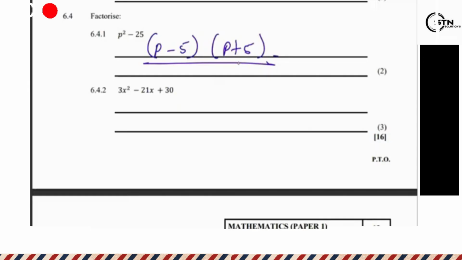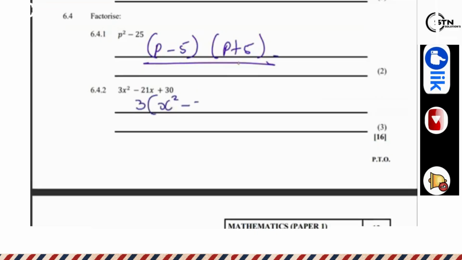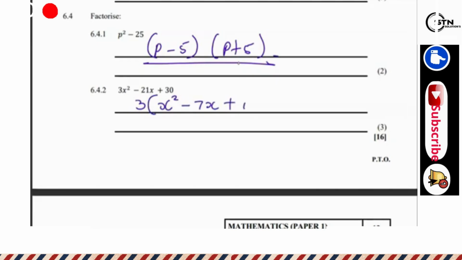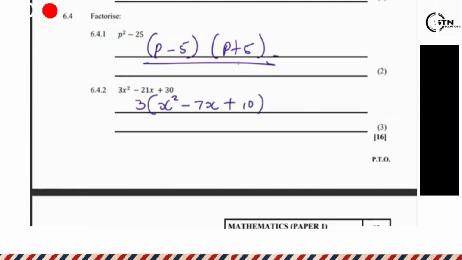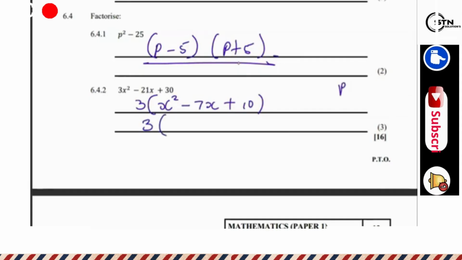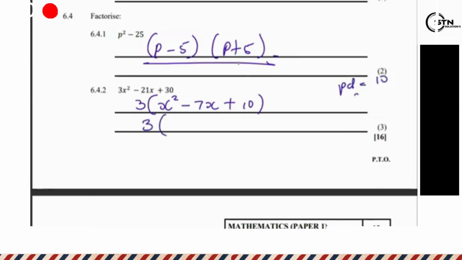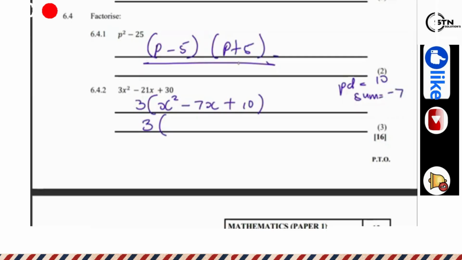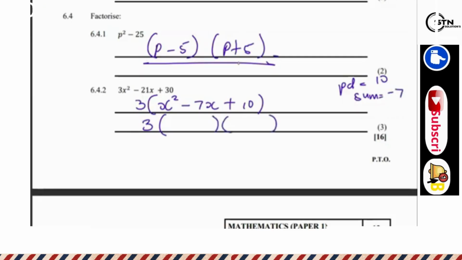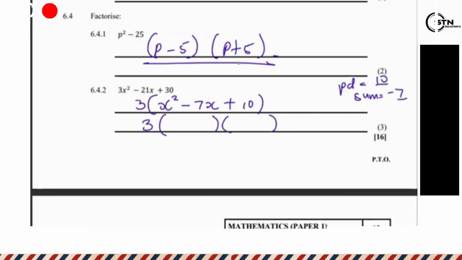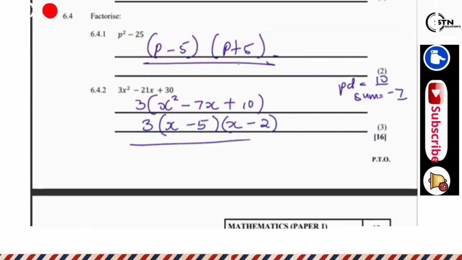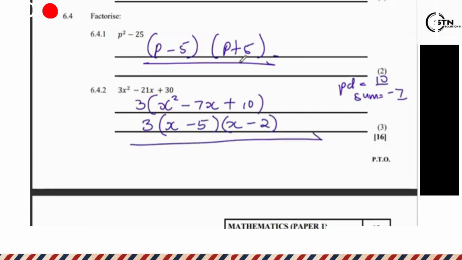6.4.2. What is common here? 3 is common. Let's take it out. X squared minus 7x plus a 10. But this is a trinomial. Okay. With a trinomial, remember you need to look for the product, which is a 10, and then the sum, which is a negative 7. So the 2 numbers that I'm going to multiply to give me 10 and I add them, I get negative 7, is negative 5 and negative 2. And that becomes the answer.